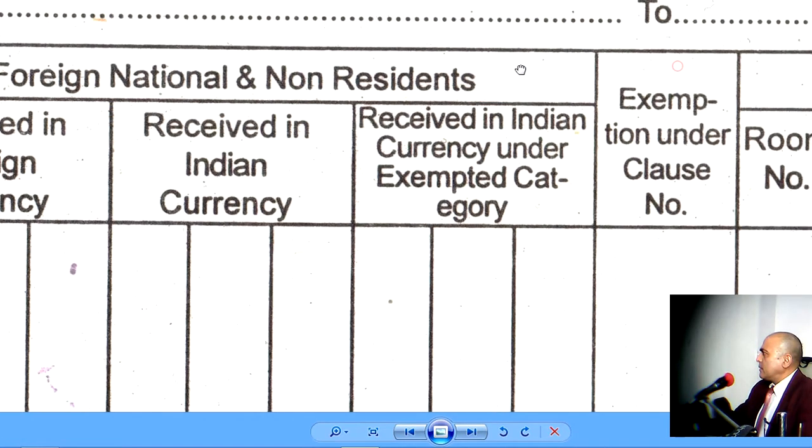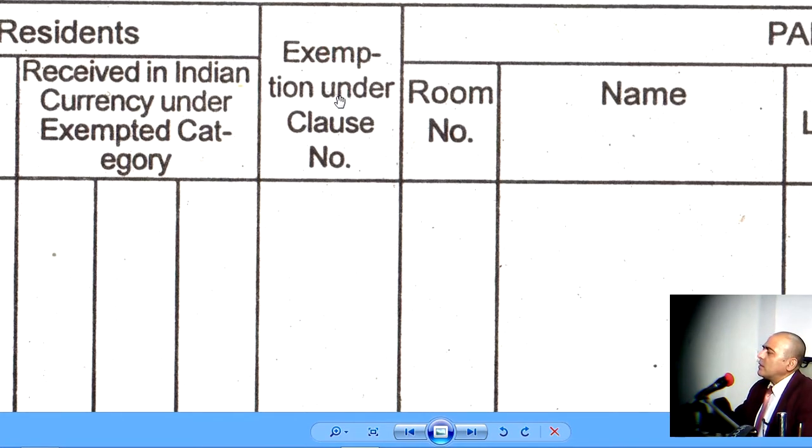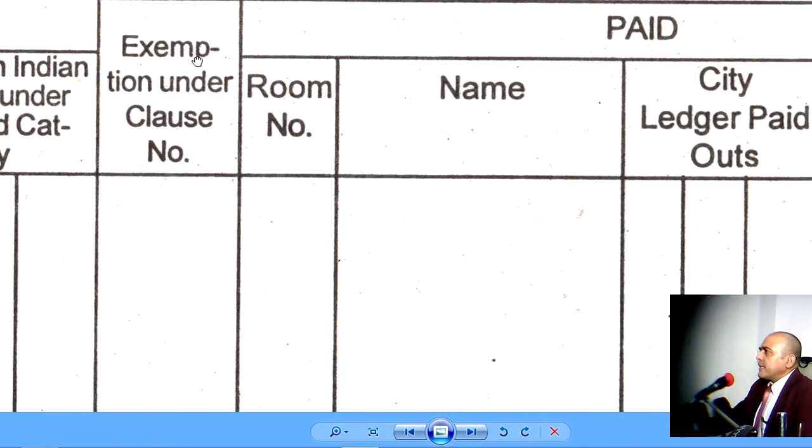And this last part here is, under what clause are they exempted? Which means what is their entitlement that despite being a foreigner, they can pay in Indian currency? So that clause must be mentioned here. Are they embassy employees? Are they UN employees? Who are they? So that takes care of the second portion, dealing with foreigners, foreign currency, and exempt categories.